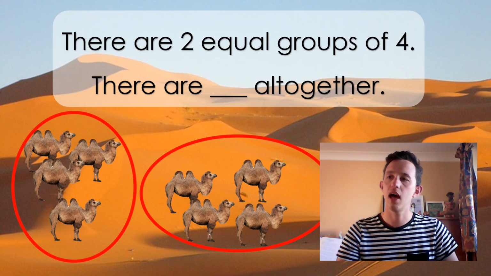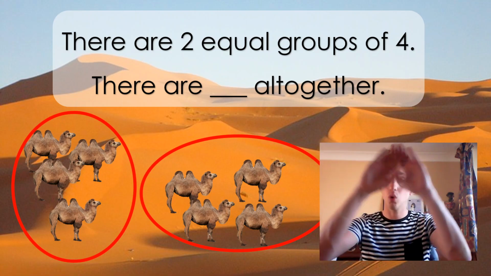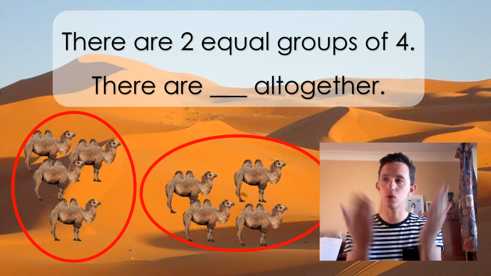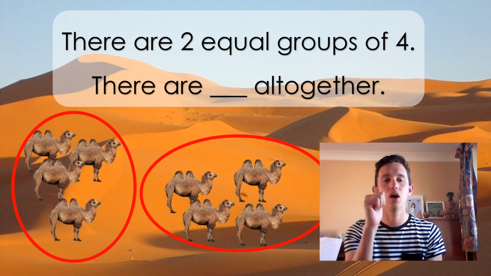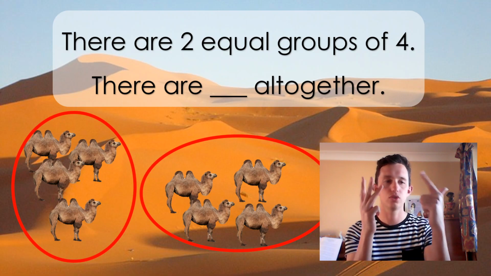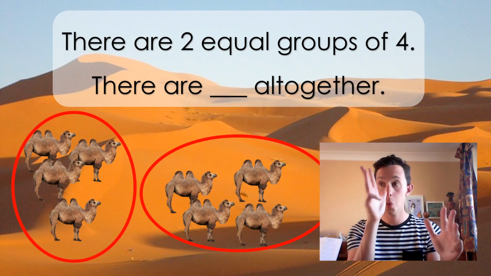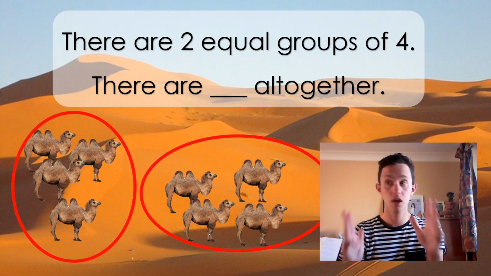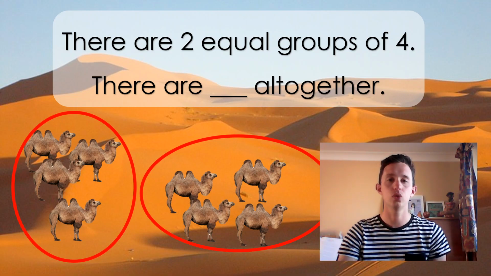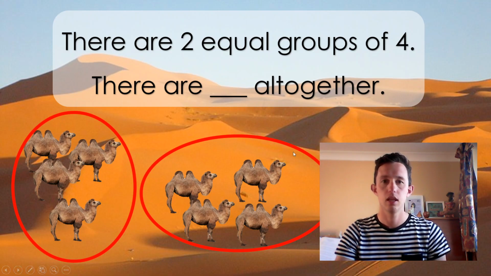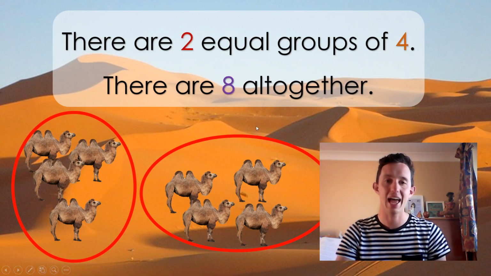And all together, there are blank all together. So all together, there are two equal groups, and in each there are one, two, three, four. So let's count them all. One, two, three, four, five, six, seven, eight. There were eight all together.